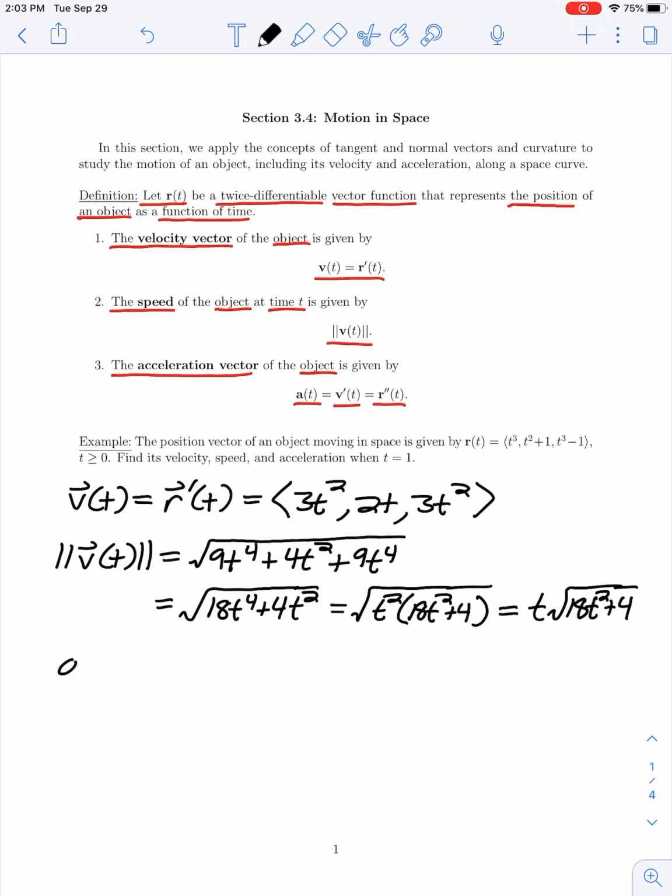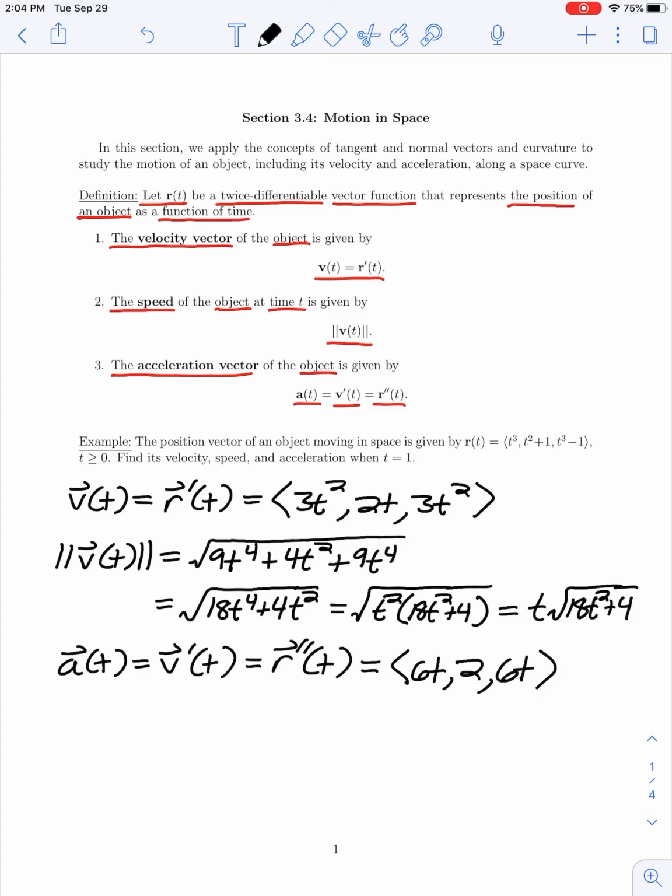Now our acceleration vector, a of t, would be found by differentiating the velocity vector, v of t, or equivalently, by finding the second derivative of the position function. So in any case, our acceleration vector would be 6t, 2, 6t.